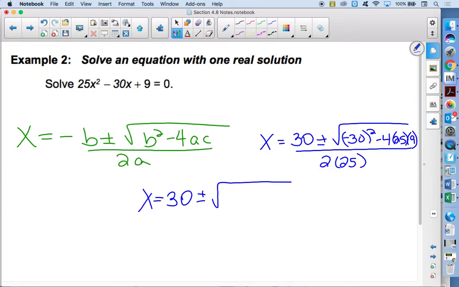Without your calculator. What's 3 squared? 9. So 30 squared would be 900. And then Ethan, still using your brain, 4 times 25 is 100. 100 times 9 is 900. So 900 minus 900 is 0.